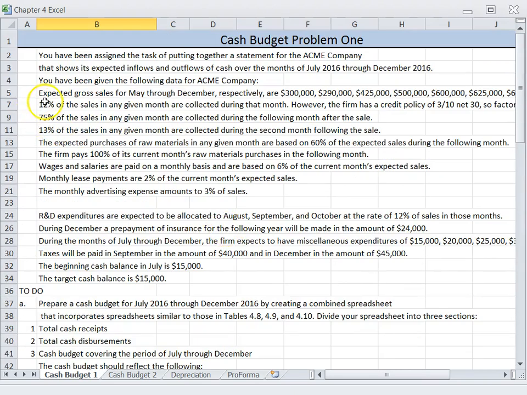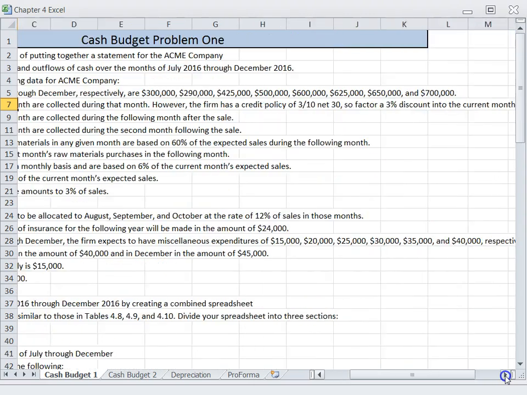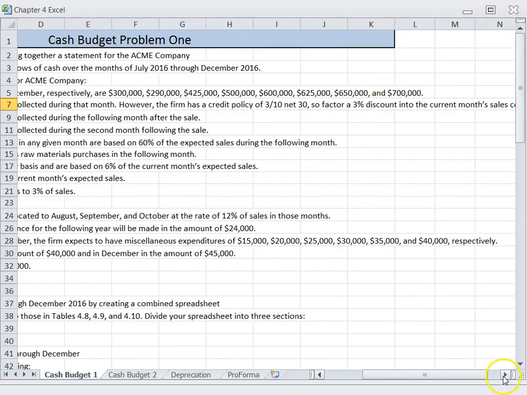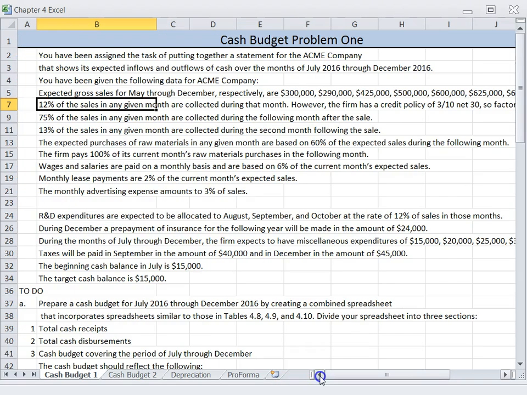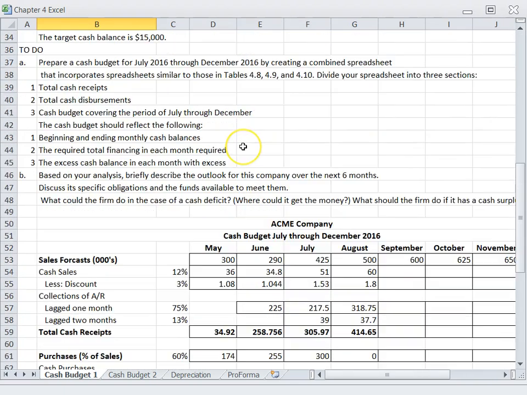All right, 12% of the sales in any given month are collected during the month they occur. However, the firm has a credit policy of 3/10 net 30. So factor in a 3% discount into the current month's sales collection. Okay. So here's a piece of information. 12% of any given month's sales are collected during that month. And there's a credit policy. So let's go down and see what this means.